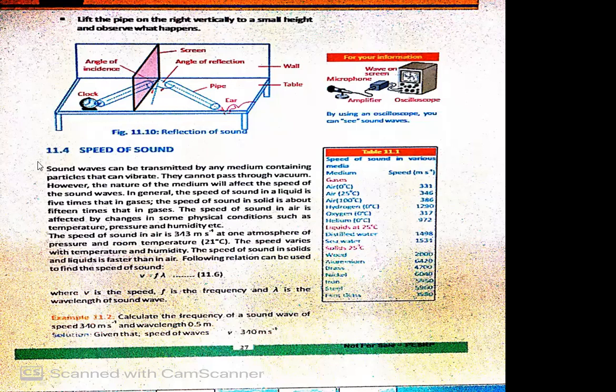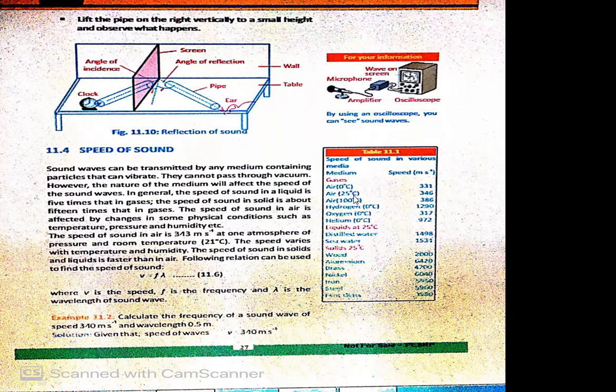Then we discussed 11.4, speed of sound. This is another new topic. For speed of sound, there are three mediums: gases, liquids, and solids. I told you that in gases, if the temperature of the air is 0 degrees Celsius, the speed of sound is 331.